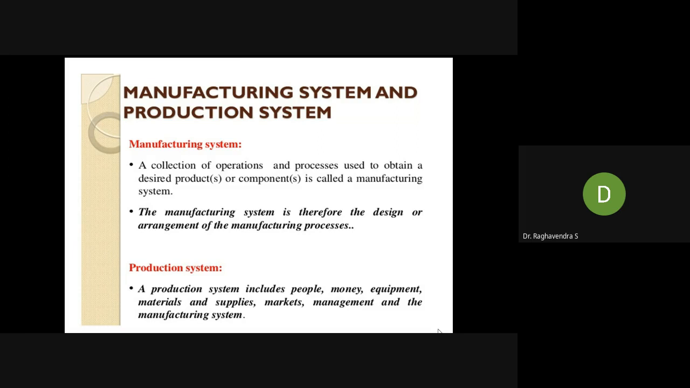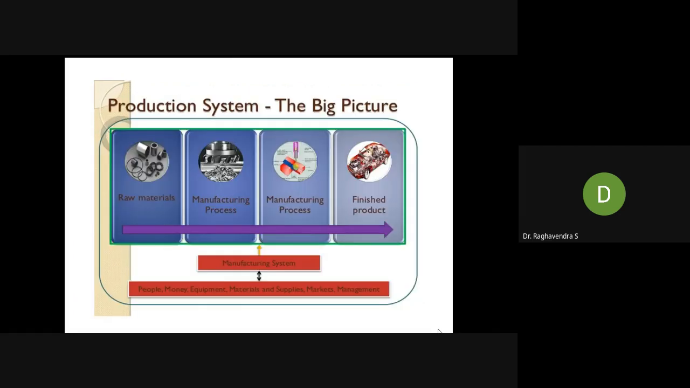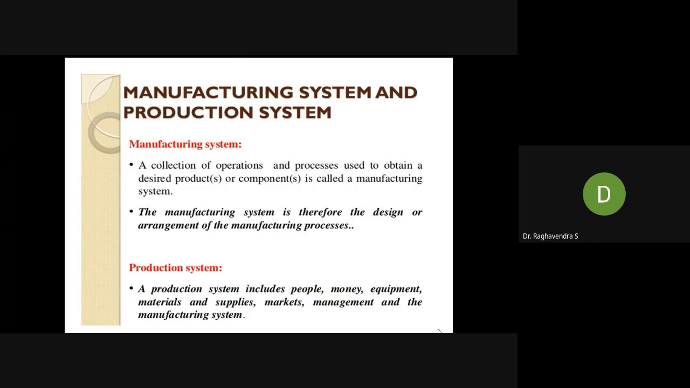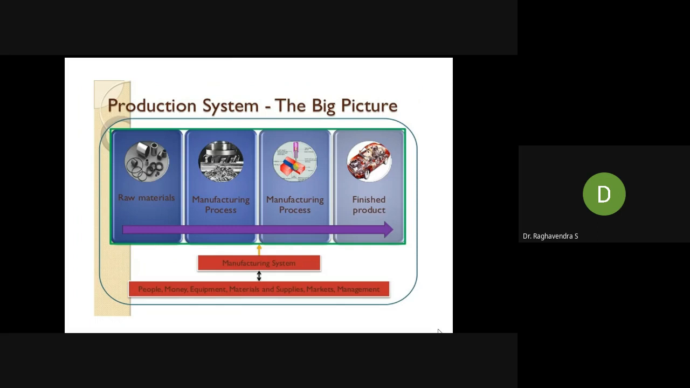Similarly, there is a production system. A production system includes people, money, equipment, material, supplies, market, management, and the manufacturing systems. All these things put together is called a production system. Looking at the diagram, the production system consists of raw material, some manufacturing process, and some tools to carry out the process. It may not be only a single process; it may consist of n number of processes, one process, two processes, three processes.